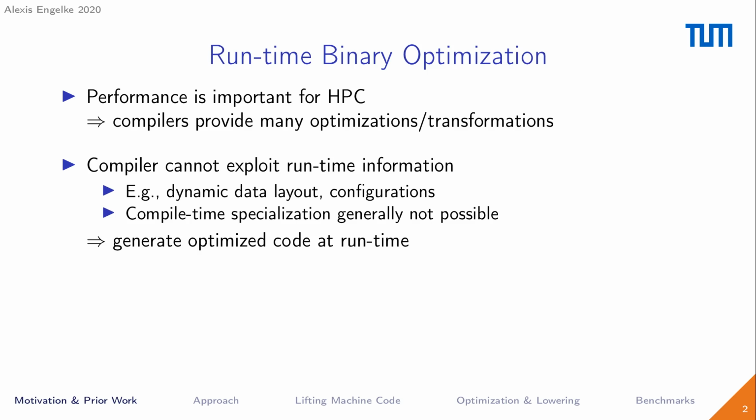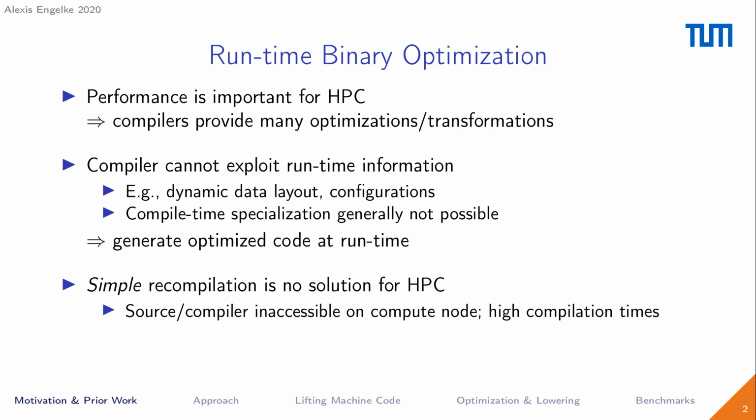It is generally impossible to generate all possible specializations at compile time, and for this reason, better performance utilization requires generation of optimized code at runtime. The simple way to just recompile the code on the fly with that information is no practical solution for HPC. It's not only that the compiler and the program sources may be inaccessible on the compute nodes, but also high compilation times would negate any performance gains. Therefore, our approach is to perform optimizations based on the compiled machine code.